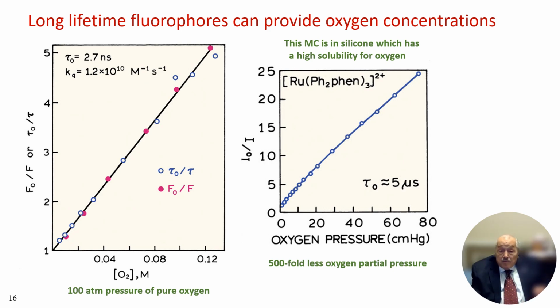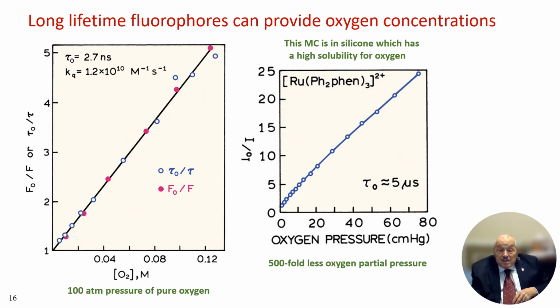You can get very different results with very, very different lifetimes. So I have two plots here that in a way look similar, but they're different. Here we have the quenching, once again of a tryptophan, but it doesn't matter. And we did this experiment with 100 atmospheres pressure of pure oxygen. So it took a lot of dissolved oxygen to get this amount of quenching, even 5-fold.